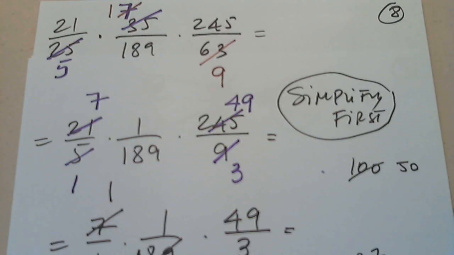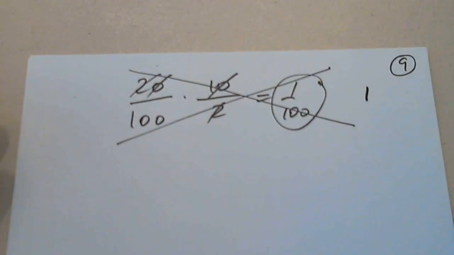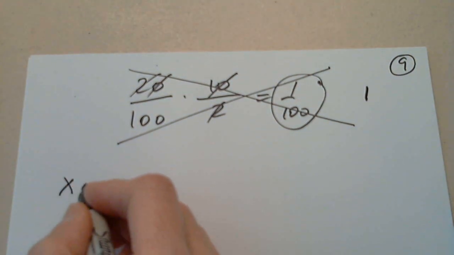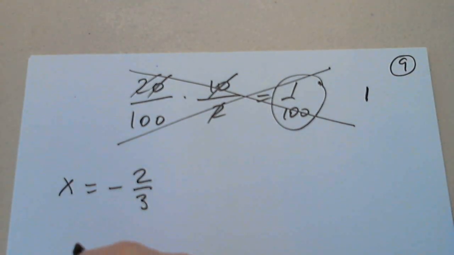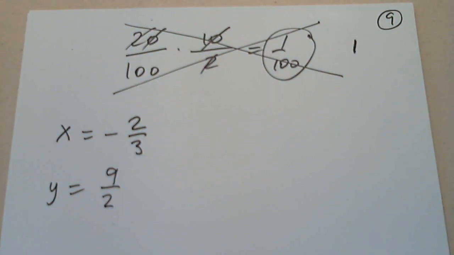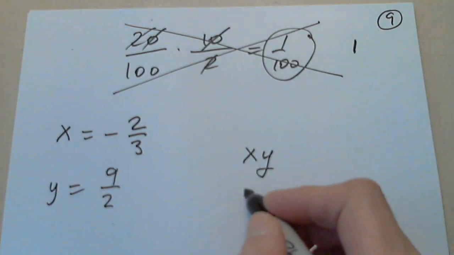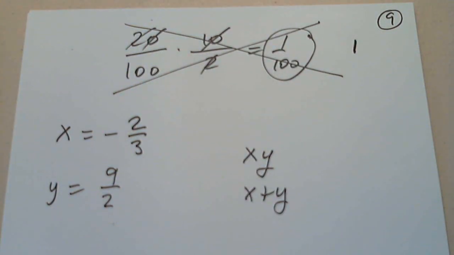I do see one more thing that I'd like to cover, and that's, given the replacement values, so we have x equals negative 2/3, and we have y equals 9/2, and they want us to evaluate either xy or x plus y. Which one would you like? I would prefer x plus y, but let's do both.